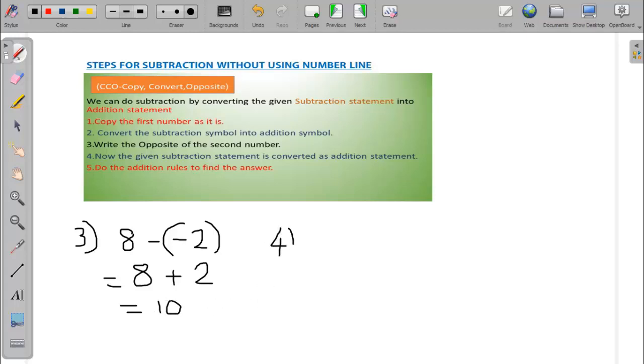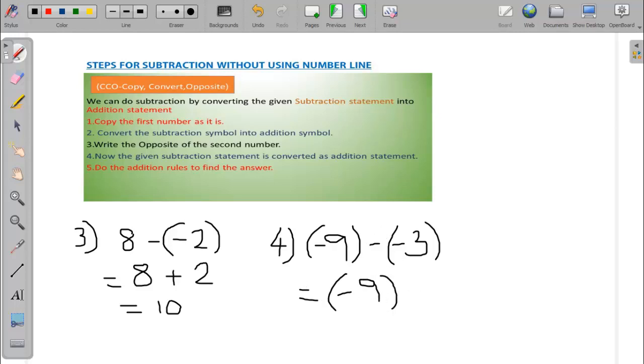Fourth one, -9 minus -3. So negative number minus another negative number. So write the first number as it is, copy the first number as it is, and convert the subtraction symbol into addition symbol. Write the opposite of second one. So we add, we will get -6.